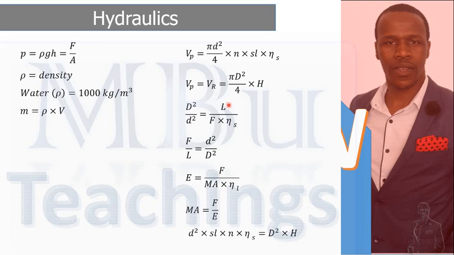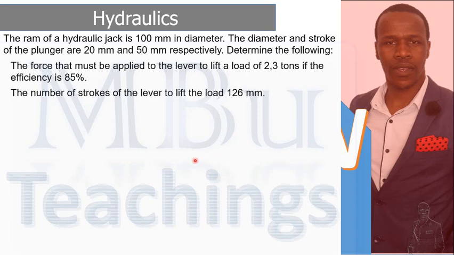Remember, we do have our L. We managed to find our L. So that's what you have. That is the formula to use. We need F. We have 0.85 here. We have L being 2300 times 9.8 right here. We have 20 squared here, and we have 100 squared here. Then we make F the subject of the formula.